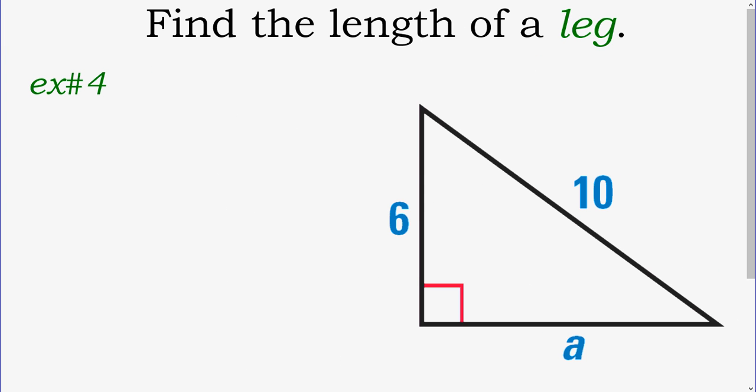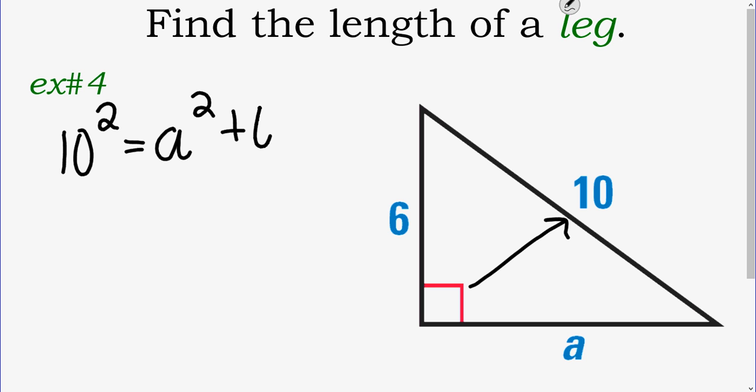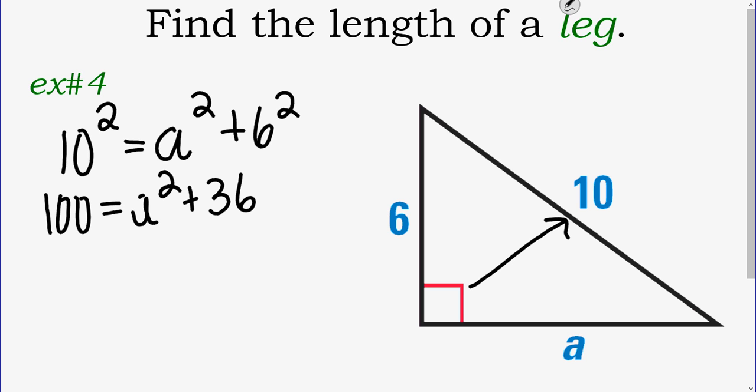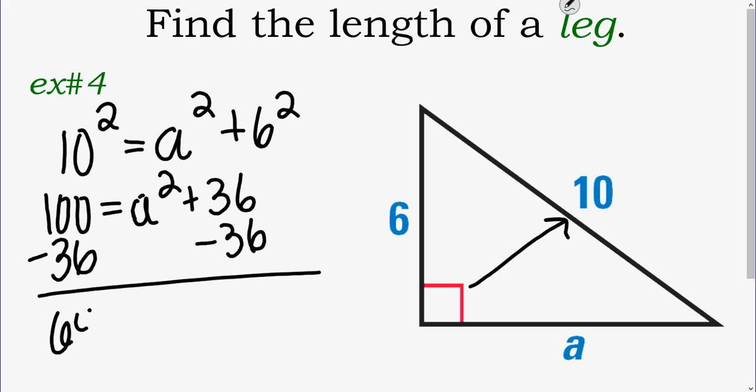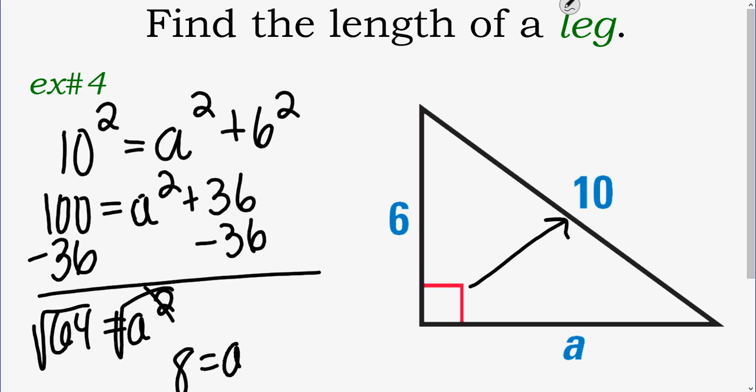All right, so again, hypotenuse squared equals leg squared plus leg squared. My hypotenuse is 10, across from the 90-degree angle, so 10 squared equals a squared plus 6 squared. 10 times 10 is 100. 6 times 6 is 36. Next step is to subtract 36 from both sides. We can't take the square root yet. So we get 64 equals a squared. Now we can take the square root of both sides. And the square root of 64 is 8. So a equals 8.